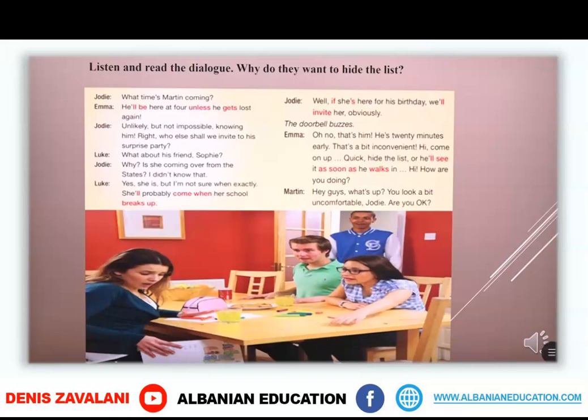What time's Martin coming? He'll be here at 4, unless he gets lost again. Unlikely, but not impossible knowing him. Right, who else shall we invite to his surprise party? What about his friend, Sophie? Why? Is she coming over from the States? I didn't know that. Yes, she is. But I'm not sure when exactly. She'll probably come when her school breaks up. Well, if she's here for his birthday, we'll invite her, obviously.